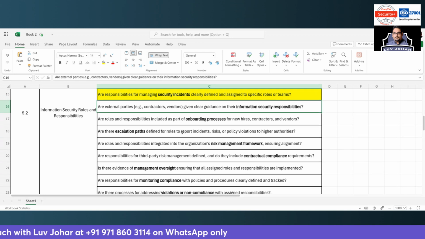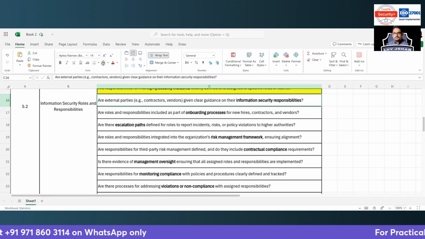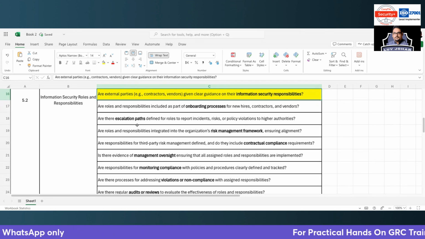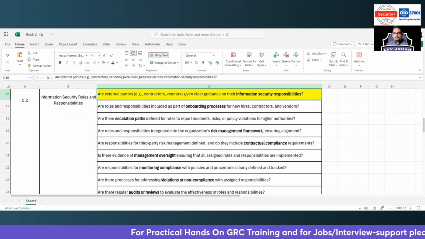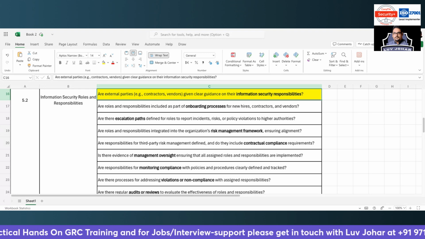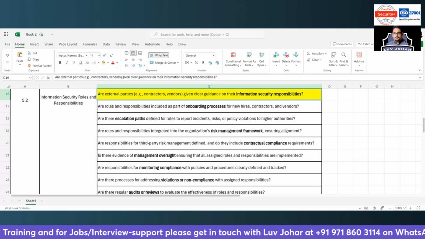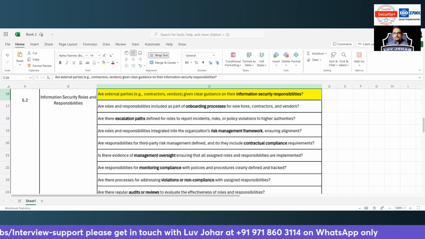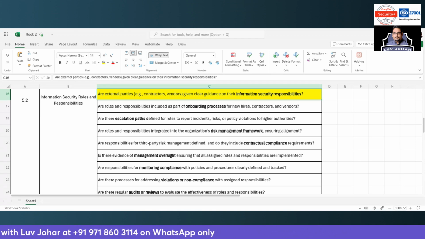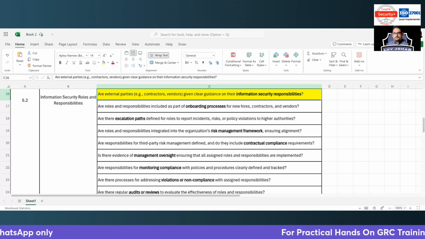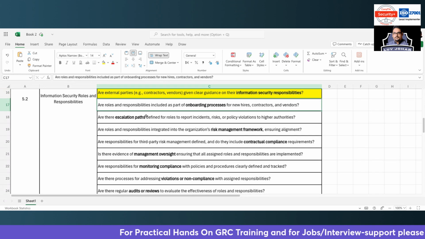So we need to allocate a role here. Then after that, you need to make sure our external parties, contacts, and vendors are given clear guidance on the information security responsibilities. For example, if there is a third party vendor that you have, whether you have checked their information security responsibilities while they are entering your network. What all responsibilities do they need to adhere to? Are there access controls in place? All these things you need to check.